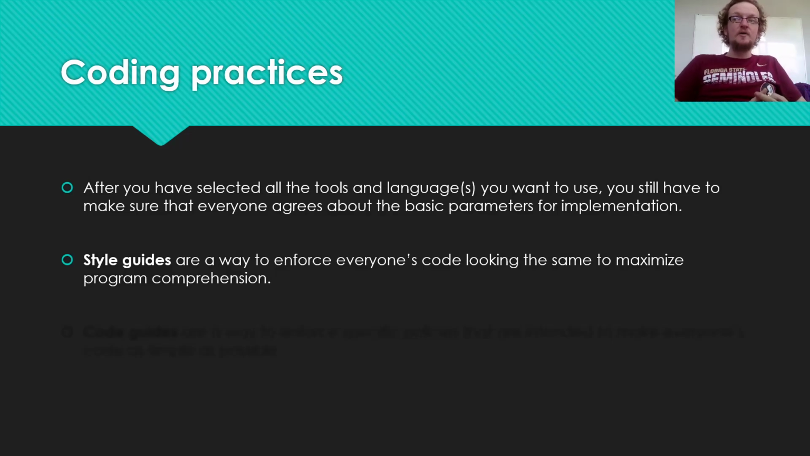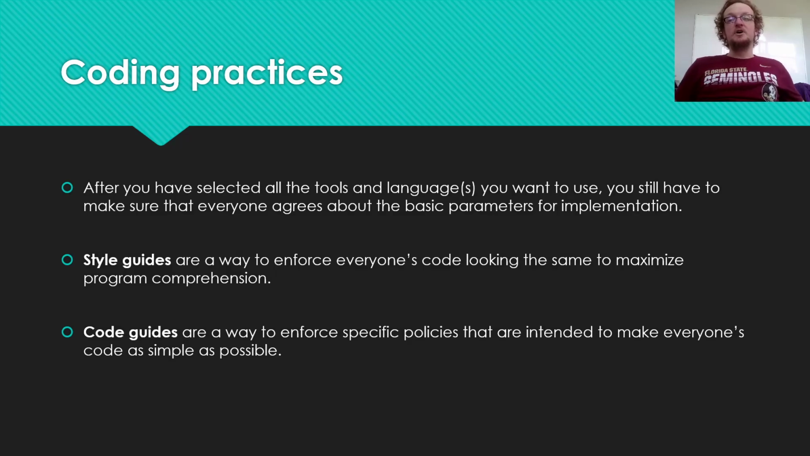The first is a style guide. So style guides are basically a way to enforce that everybody's code looks the same. And the idea behind this is that if everybody's code looks the same, then everybody will be able to read everyone else's code and immediately understand it. There won't be a whole bunch of cognitive dissonance between your code and then the 5 or 6 other people's code on the team. You also have code guides.